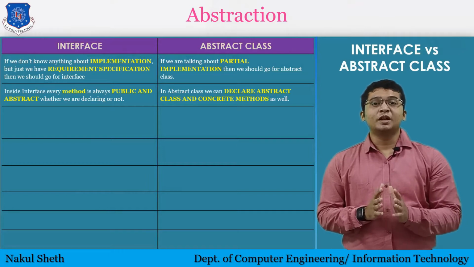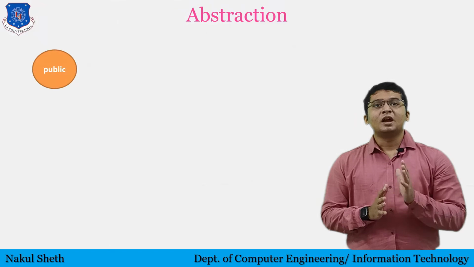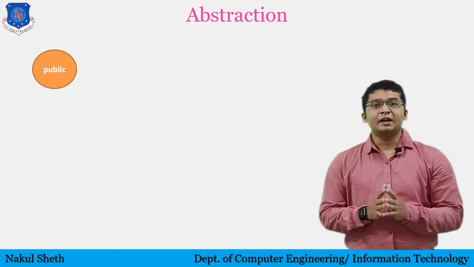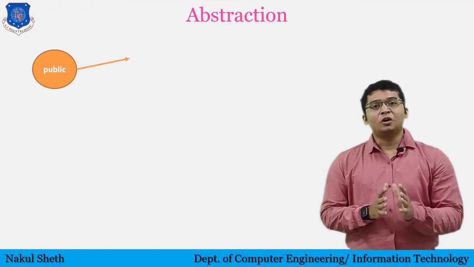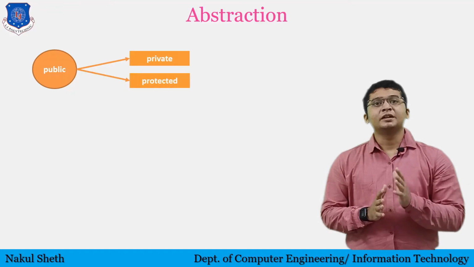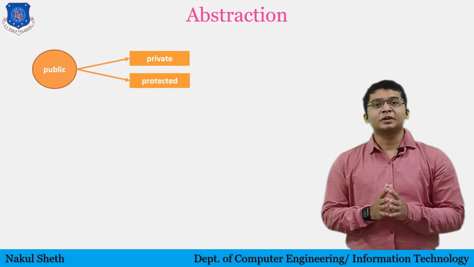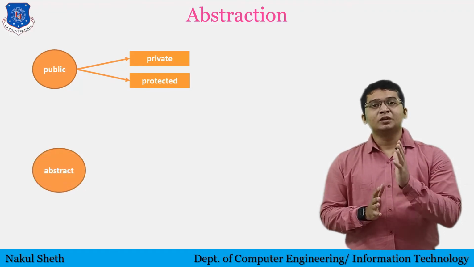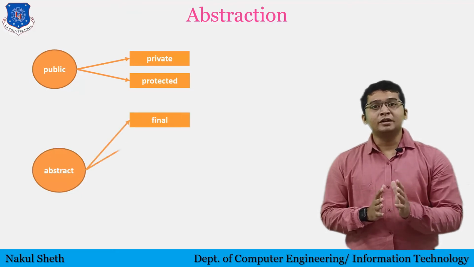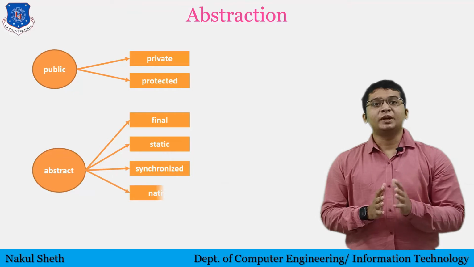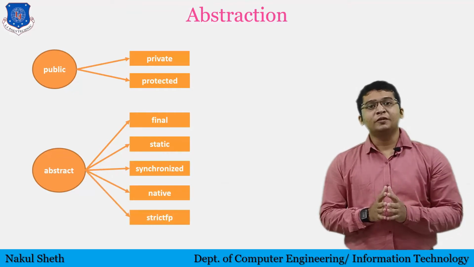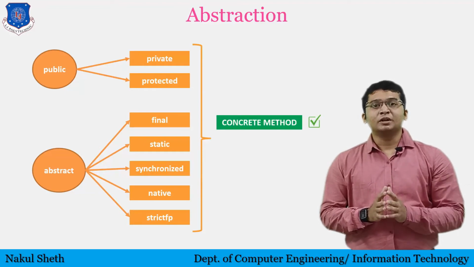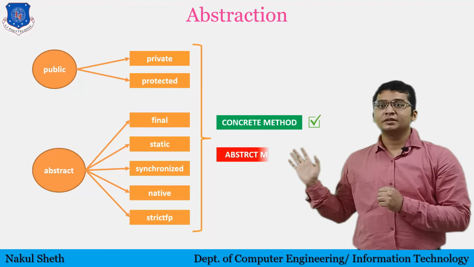Now the third difference is a very important one. Every interface method is always a public method. If it is always public, then we can't declare it with private or protected modifiers. And every interface method is always an abstract method. So for an abstract method, we can't declare it as final, static, synchronized, native or strictfp. We can use all of these modifiers to declare a normal method. But for an abstract method, we can't declare any of these modifiers.